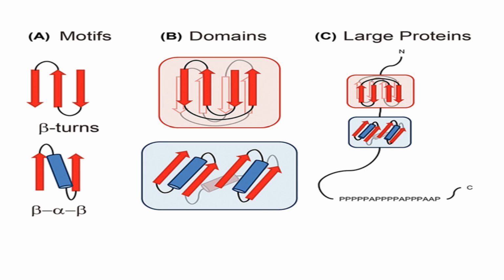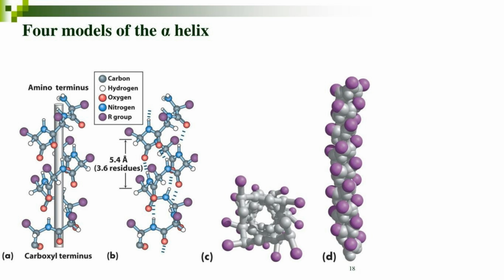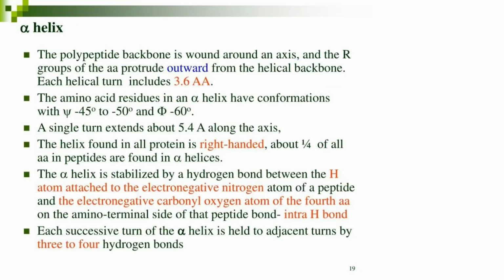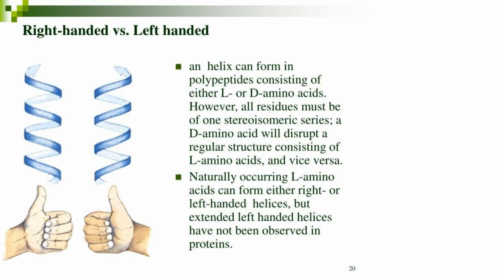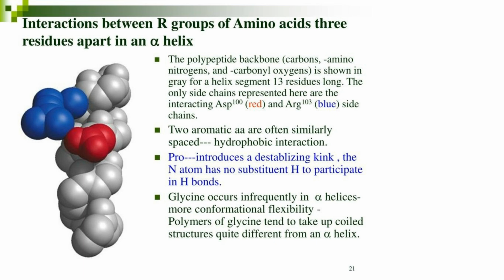The secondary structure involves localized folding patterns. These patterns are primarily stabilized by hydrogen bonds. The most common secondary structures are alpha helices and beta sheets. Alpha helices are spiral structures. Beta sheets are pleated structures formed by hydrogen-bonded strands.